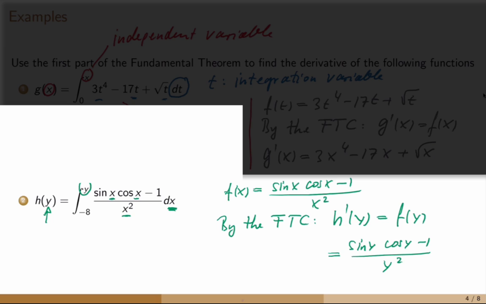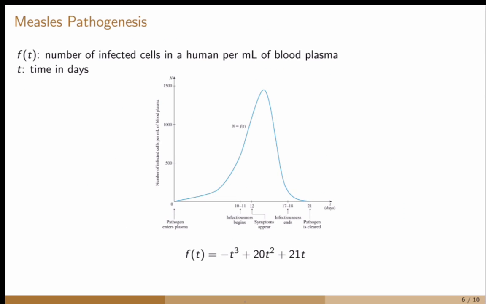And now you think, this can't be that easy, really. This is really all there is to it, to the fundamental theorem. Yes, there is. Let's look at a realistic example, like the measles pathogenesis. Pathogenesis describes the dynamics of, in this case, a virus in the human body. So it describes how the virus load changes as the virus progresses and multiplies in the body.